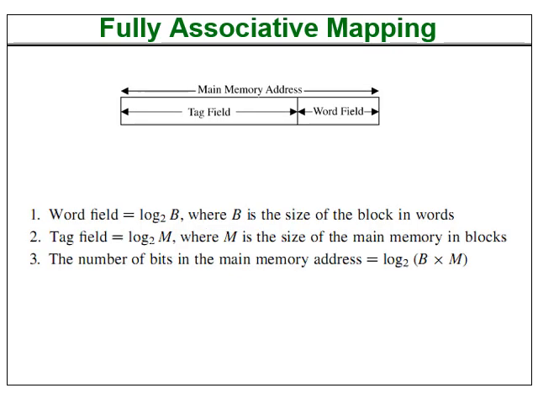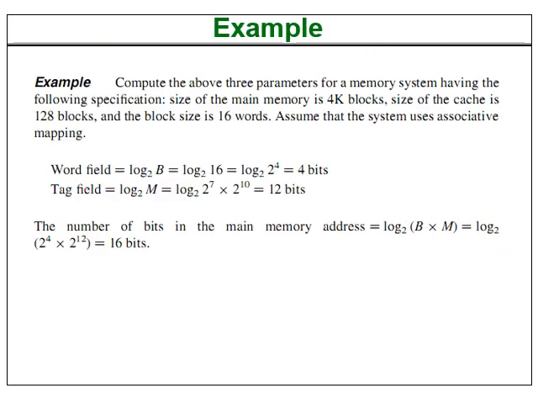So word field once again is log base 2 b, where b is the size of the block in words. Tag field, once again I can find out by using two methods. One is the total size of the main memory address minus word field, or log base 2 m, where m is the size of the main memory in blocks. Again, using the same example, 4 kilo block main memory, cache memory 128 blocks, and block size is 16 words. In this case, the word field still remains the same. It will again be 4 bits, but now the tag field becomes 12 bits.